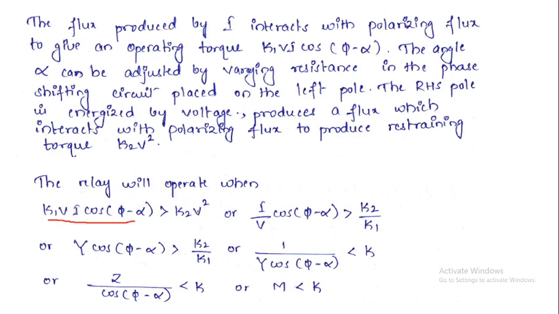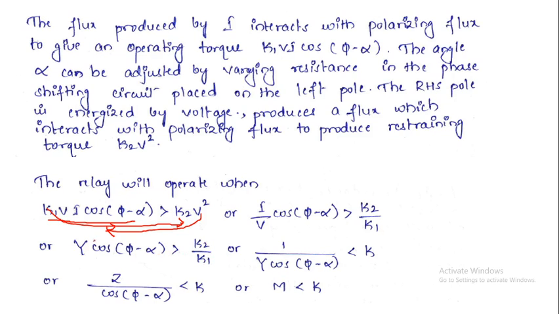So I by V, if I take this V to this side, I by V cos of phi minus alpha as it is should be greater than K2, and this K1 will come over here. So K2 by K1. Or I by V we can have as Y. As we know, V by I is nothing but the impedance Z. The inverse of that, I by V, is nothing but the admittance Y. Y cos of phi minus alpha should be greater than K2 by K1.